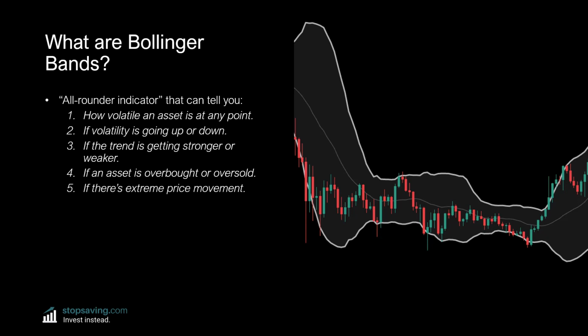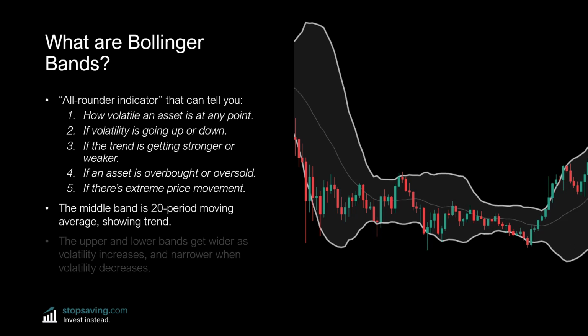On the image to the right-hand side, you'll notice 3 bands, a middle band and an upper and lower band. The middle band is the 20-period simple moving average. This shows the general trend of the investment. Then there are the upper and lower bands. These get wider or further away from the middle band when volatility increases, and they get narrower or closer to the middle band when volatility decreases.